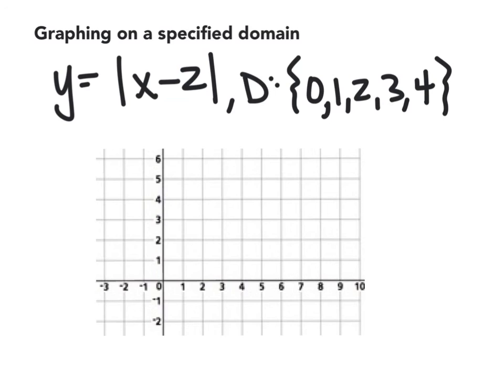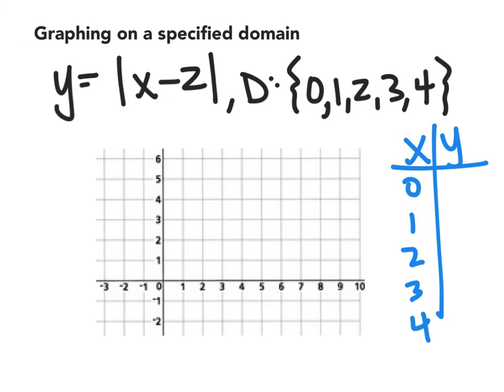If you're graphing on a specified domain, reminder that this domain is just certain points. It's not continuous. So all we really have to do is plug each of these numbers in and form a graph. So if I plug in 0, I get 0 minus 2 is -2. The absolute value of -2 is positive 2. 1 minus 2 is -1. Absolute value of -1 is 1. And so on and so forth.